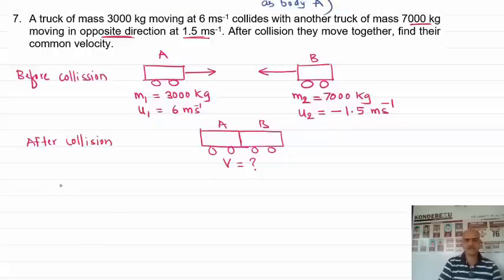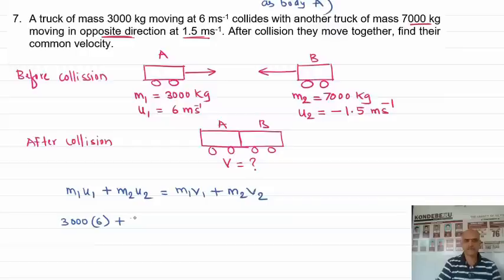Again by conservation of momentum I will write the formula: m1 u1 plus m2 u2 is equal to m1 v1 plus m2 v2. Now if I substitute, m1 is 3000 into 6, m2 is 7000 into minus 1.5, equal to 3000 v plus the mass of the second one, 7000 v. Now simplify and you will get the value of v.